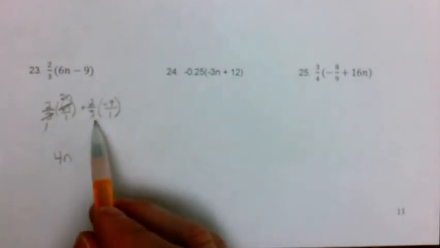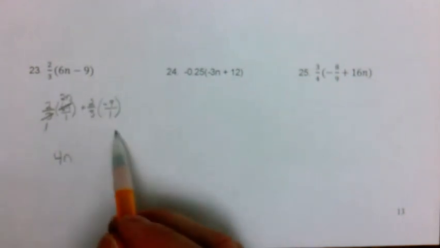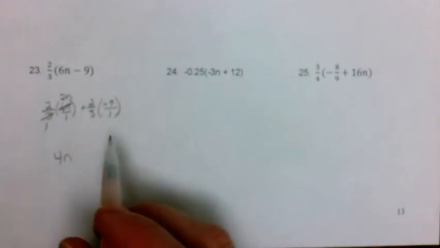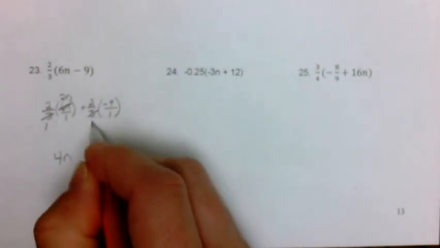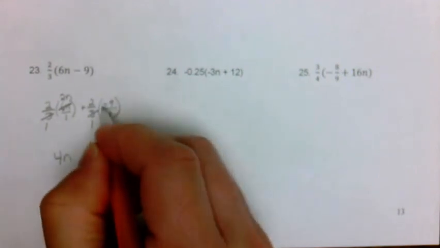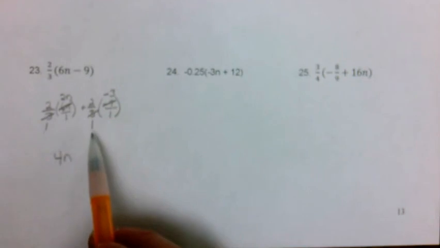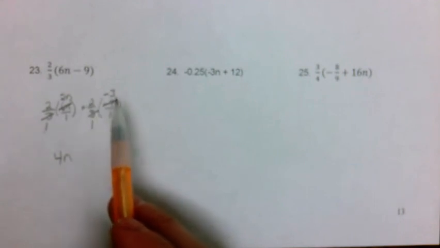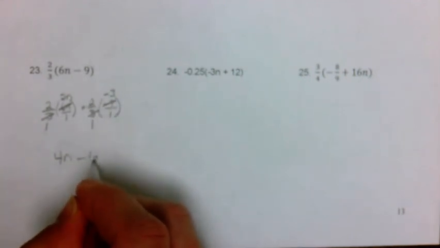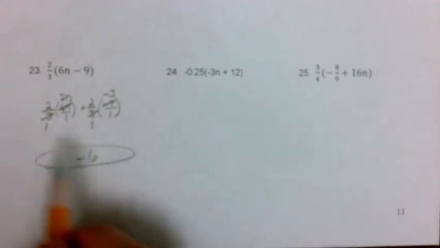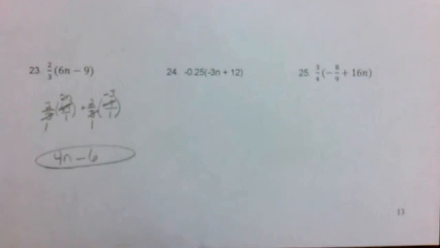Now I have positive 2/3 times negative 9. And again, I'm going to see if I can simplify before I multiply. I know the numbers 3 and 9 have a common factor of 3. 3 goes into itself once. 3 goes into 9 3 times, so negative 9 is going to become negative 3. And so now it's 2 over 1, which is 2, times negative 3 over 1, which is negative 3. 2 times negative 3 is negative 6. And so we get the equivalent expression 4n minus 6 after we distribute the 2/3.